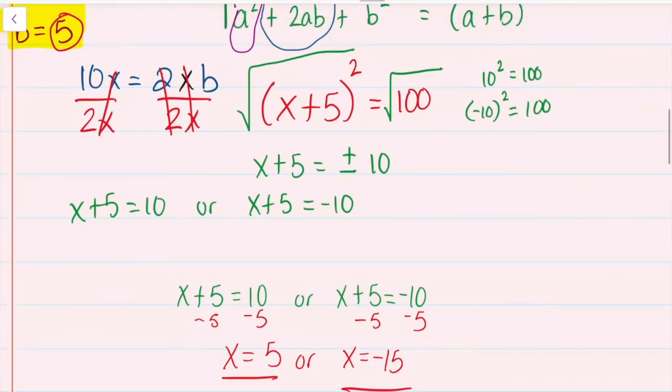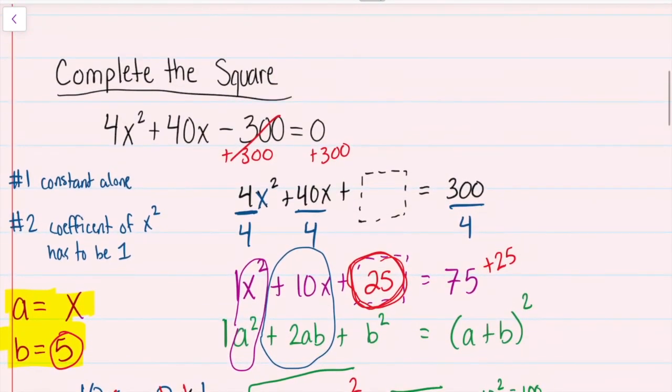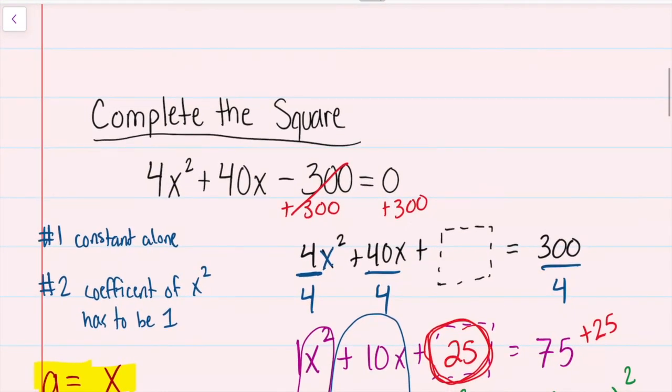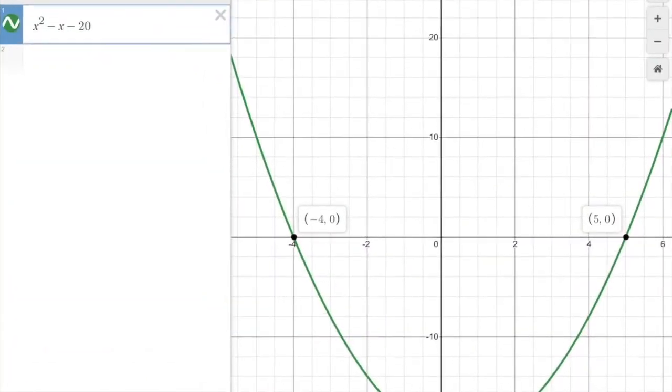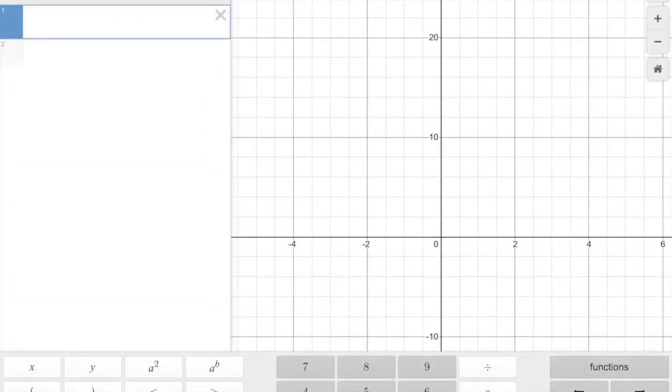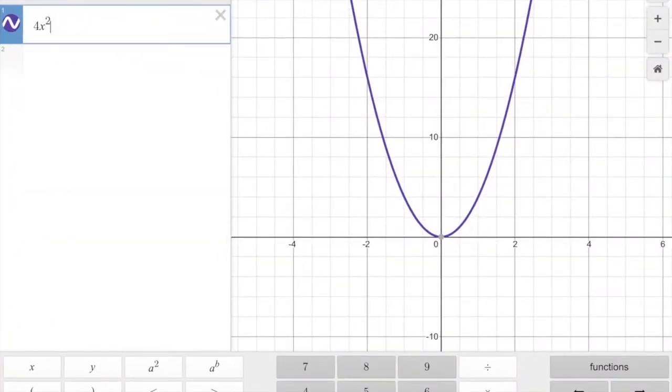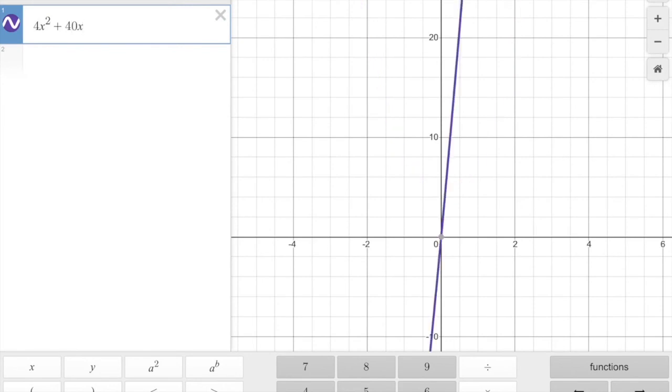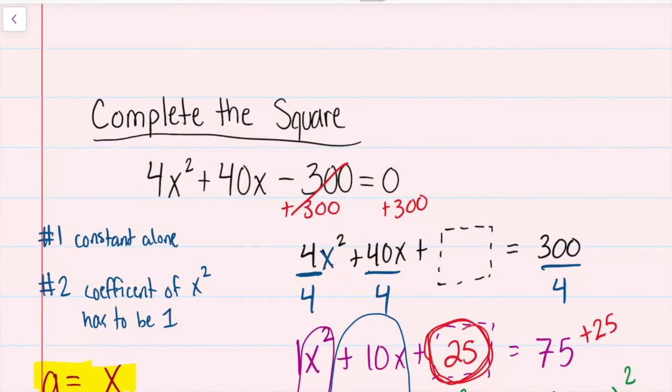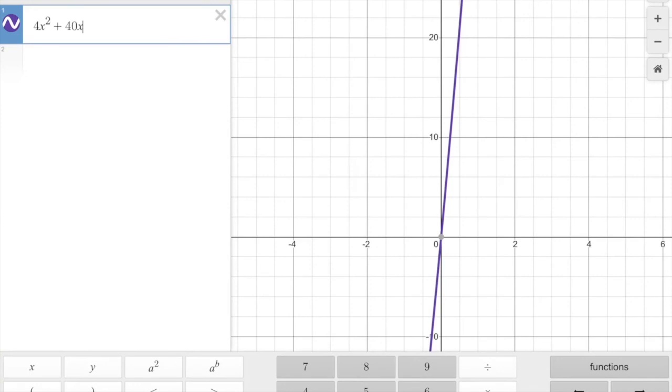All right. Now, one more thing I could do, if you want to check your answer, you could also do this. Let's go to Desmos. Desmos is a great website. It's free and it has apps for free. You can check. Let's plug this in. 4x squared, the original problem. 4x squared, what else was it? Plus 40x. Was it plus or minus 300? Minus 300. Minus 300 is equal to 0.